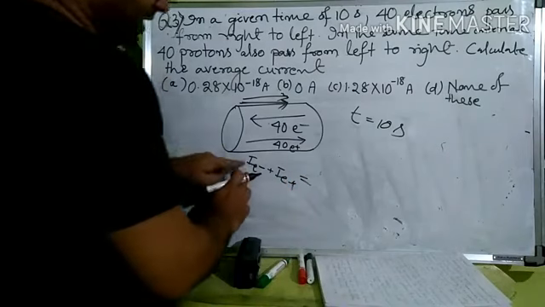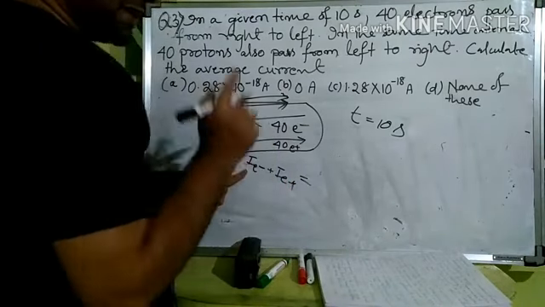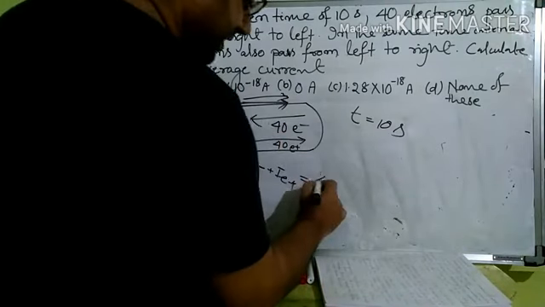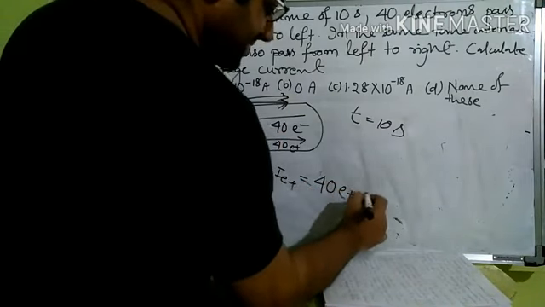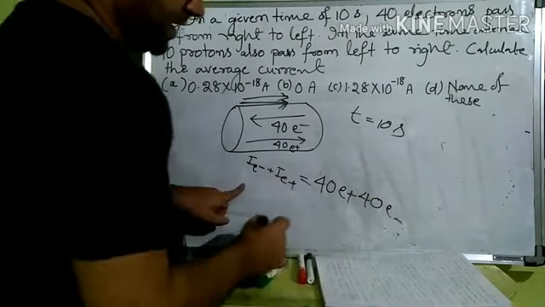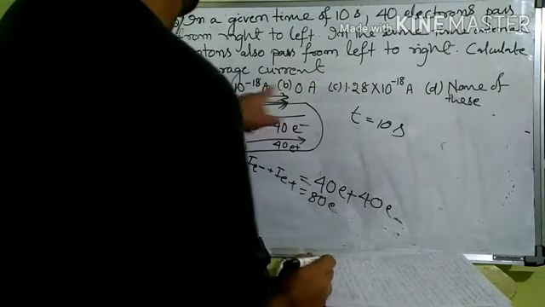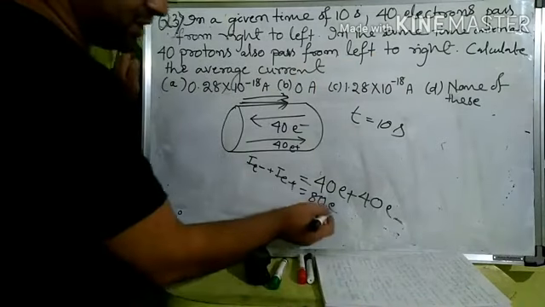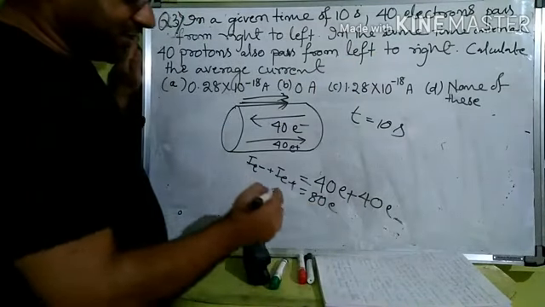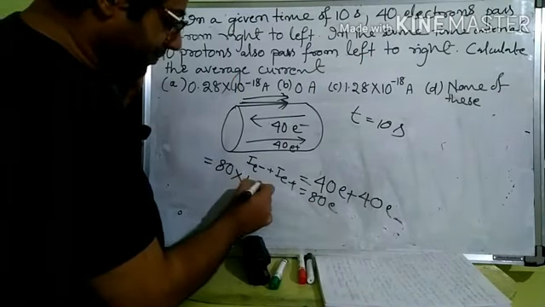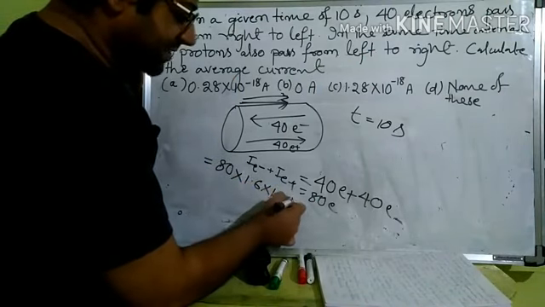So current due to electron is how many electrons are passing per 1 second. Per 1 second, T is given already. That is 40e plus 40e, right? So this is equal to 80e. And e is how much? It's not given in the question, but what is e? 1.6 into 10 to the minus 19 coulomb, right? So this is equal to 80 multiplied by 1.6 into 10 to the minus 19.